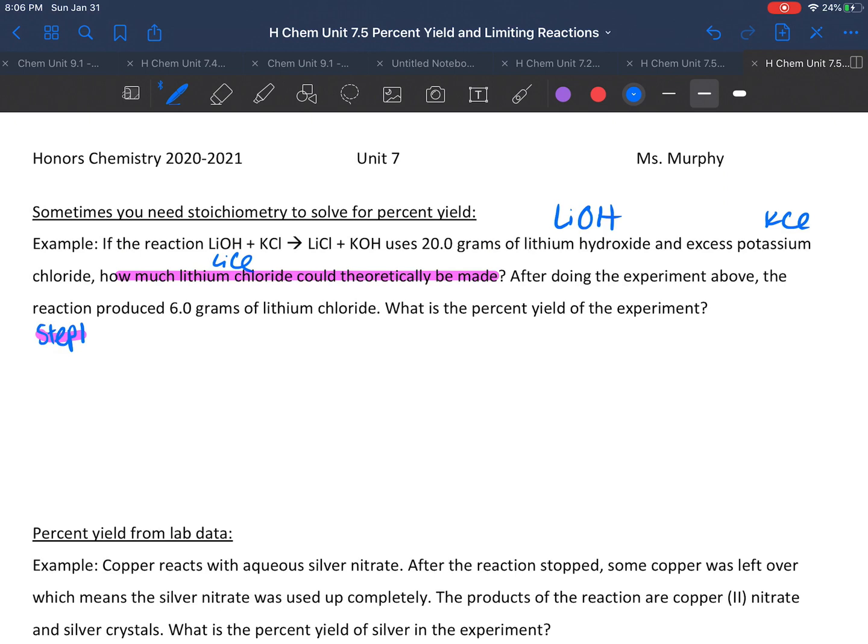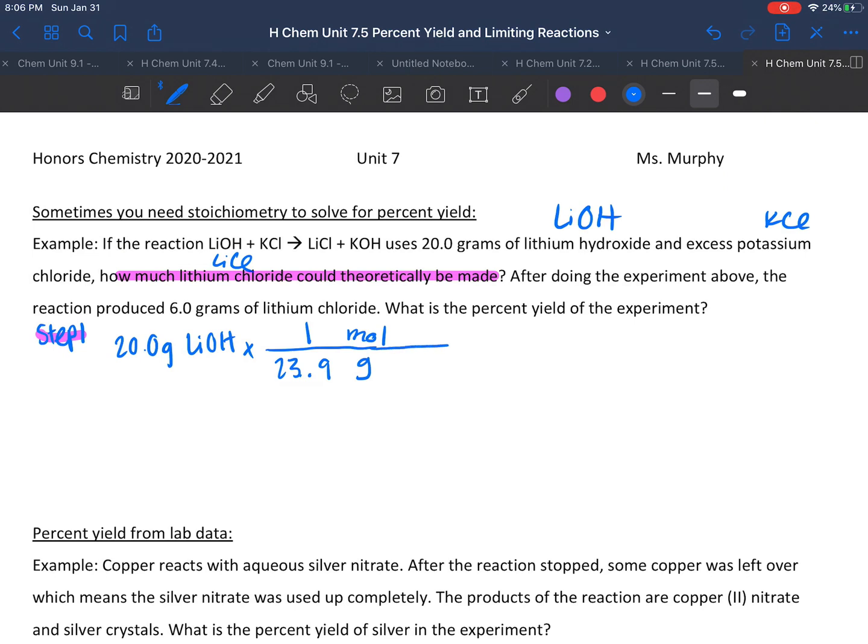And so we start with what we know. We know we have 20 grams of lithium hydroxide. And so we're just using stoichiometry like we've been practicing. So we always have to go to moles. So to go from grams to moles, we're using the molar mass of lithium hydroxide, which is 23.9. And that's 23.9 grams per 1 mole.